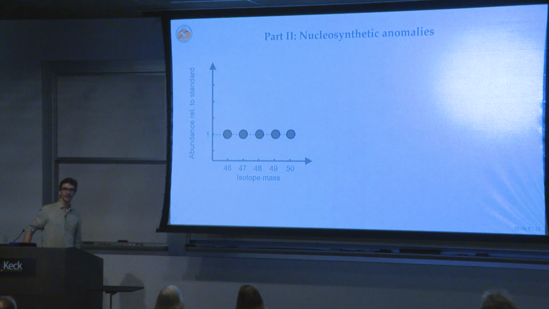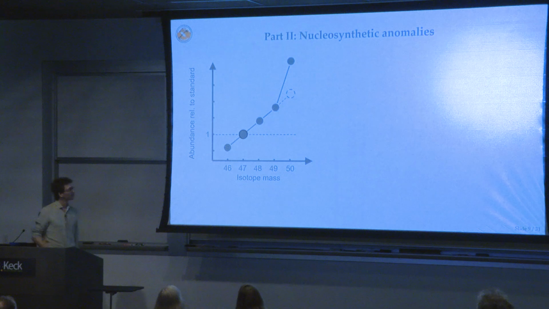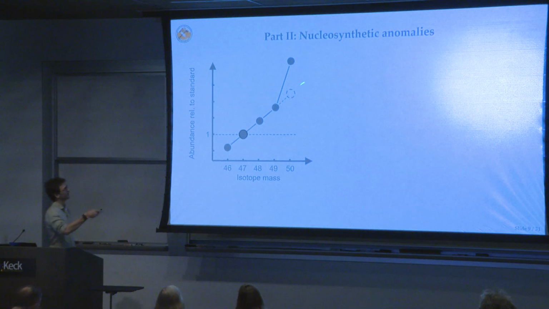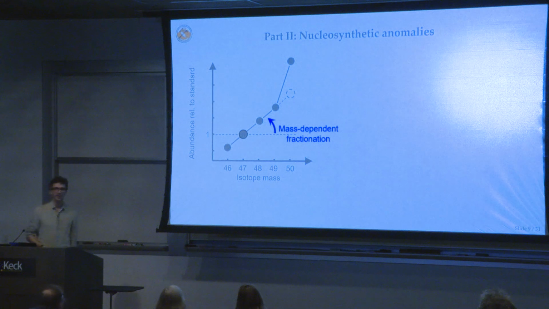When we measure a natural sample, it will look something like this. Compared to the standard, the isotopic abundances will be linearly correlated to their mass. It's what we call mass-dependent fractionation. And this happens when you do any physico-chemical process. It can be alteration, it can be evaporation, melting, condensation, anything that you do in the solar system will have some sort of mass-dependent fractionation associated with it.